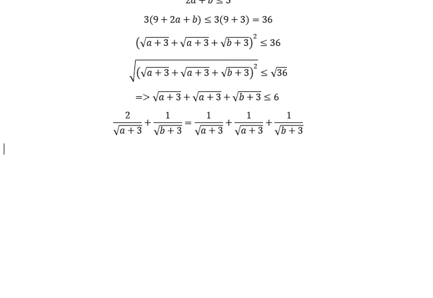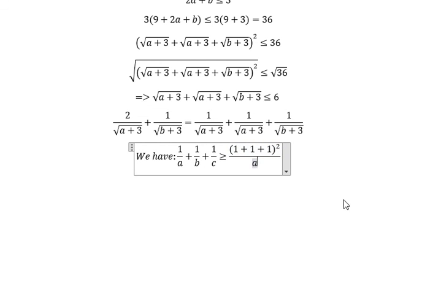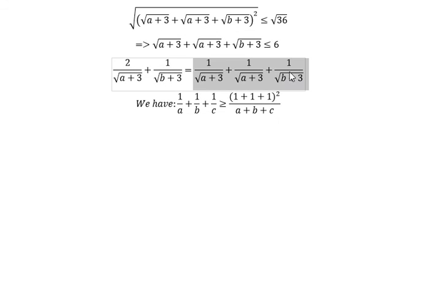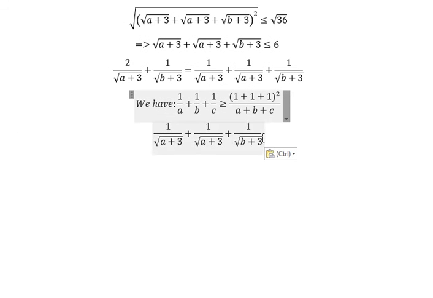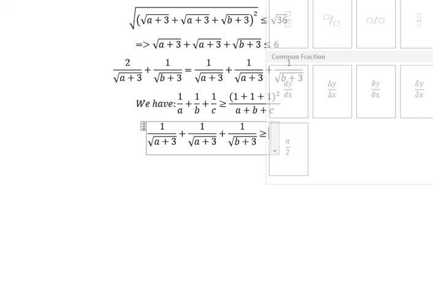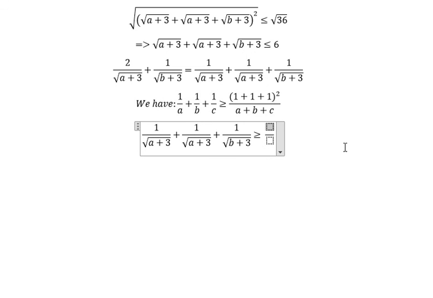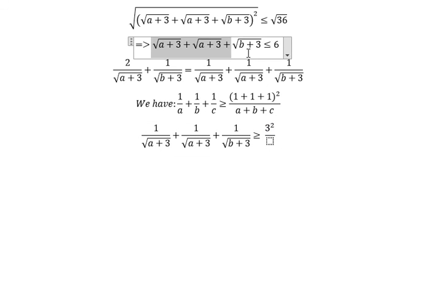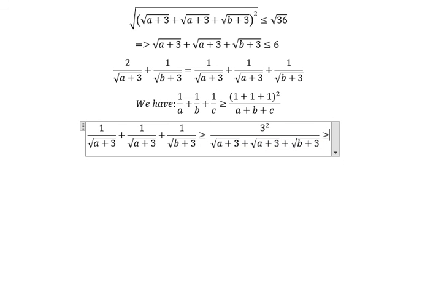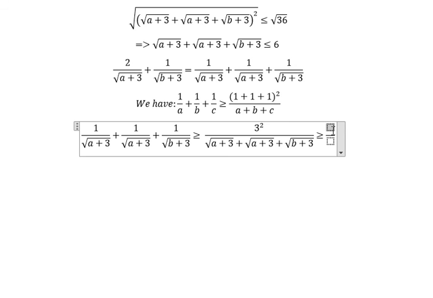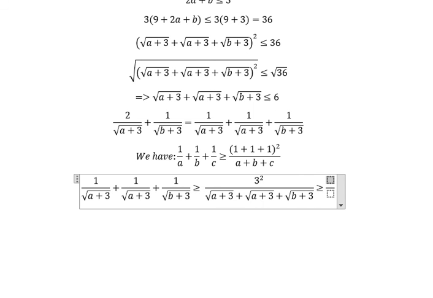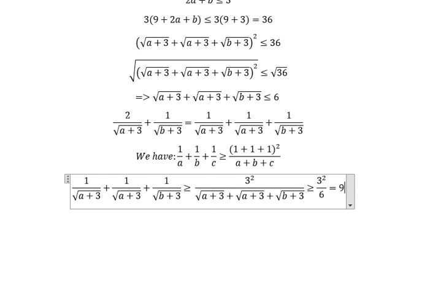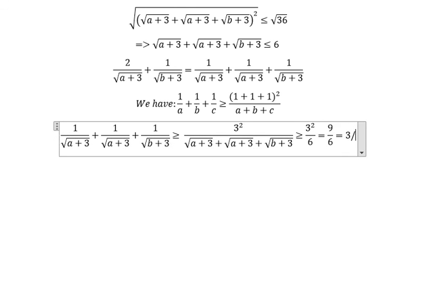Next, we have this inequality: 1 over a plus 1 over b plus 1 over c is greater than or equal to 1 plus 1 plus 1, everything to the power of 2, over a plus b plus c in here. So we will apply it for this situation. In here we have 1 plus 1 plus 1, so you get 3 to the power of 2, and in here we have the same denominator, so it should be greater than or equal to 3 to the power of 2 over 6, and you get 9 over 6, and you get 3 over 2.